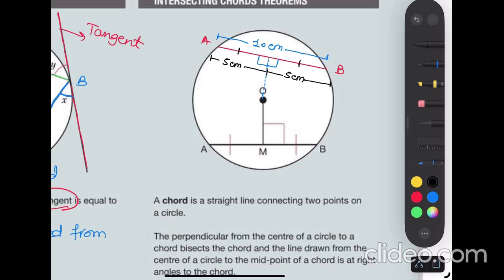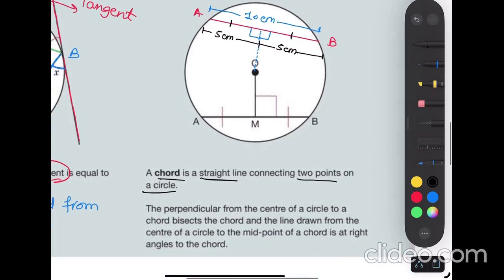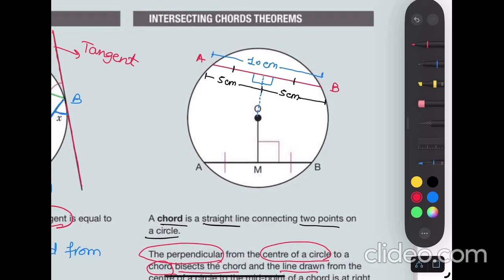So first of all, a chord is a straight line connecting two points on the circle, and any perpendicular, meaning any straight line which makes an angle of 90 degrees from the center of the circle to the chord, basically bisects the chord. Bisects means cuts the chord into two equal parts. And why is it cutting into two equal parts? Because that line is drawn from the center to the midpoint of the chord. Midpoint means the point which cuts it into two equal parts, and it makes an angle of 90 degrees, a right angle. So that is all about the intersecting chord theorem.